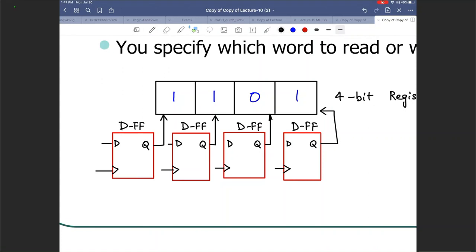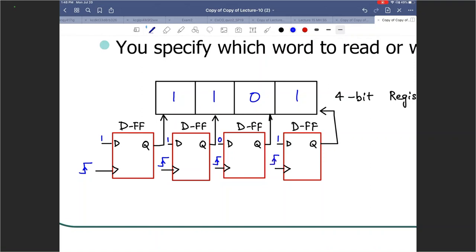Input, input, input, input. I have to give those particular bits at the input. What do I have here? I have 1, 1, 0, 1, followed by a positive edge on the clock, because these are all positive edges. Positive edge triggered. Positive edge, positive edge, positive edge, positive edge.